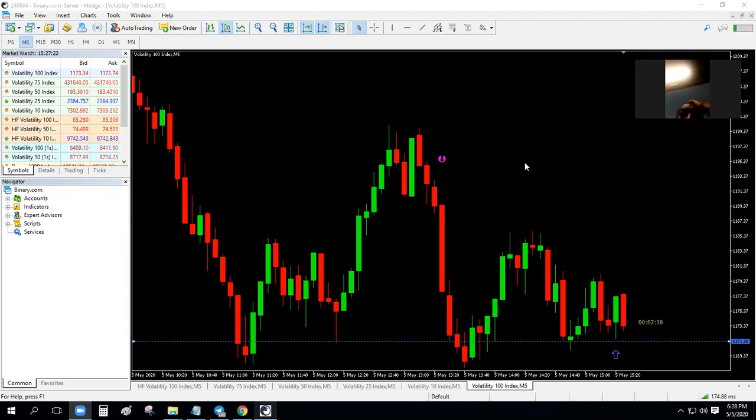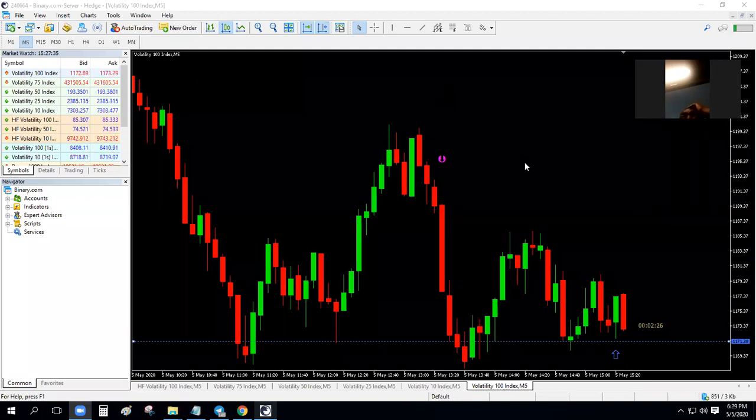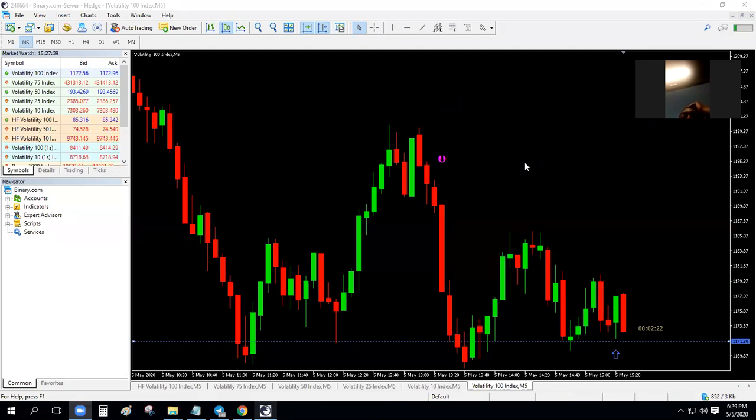Bernard, I just wanted to know if you're using the indicator. So the candle appears first, and then that is when you put the line. Is that correct? The candle appears first or the arrow? The arrow appears before the candle closes or after? Yes, it appears before the candle closes.